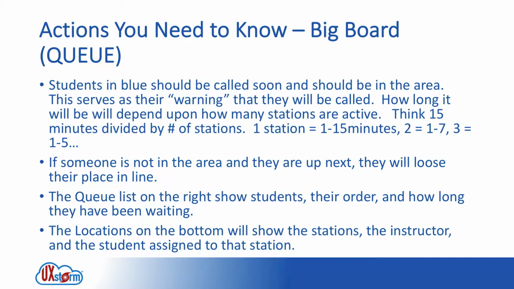Now, what we need to do is be very firm on this, and we haven't been in the past, and it's caused a lot of delays for us. If somebody's not there when we call them, then they lose their spot in line. So they must be there when they're being called, and they receive a warning by being up in that blue area that can be seen from far away that they're being called up next.